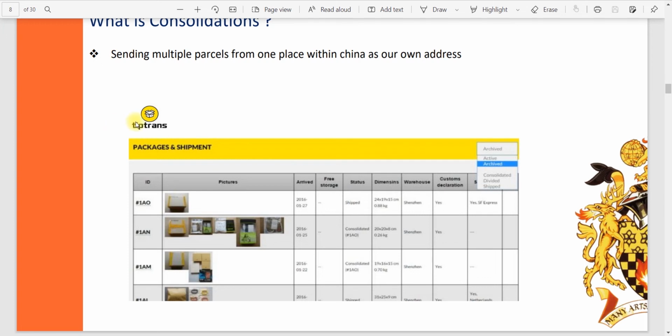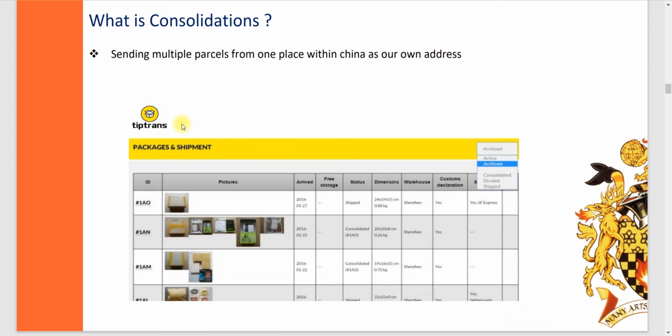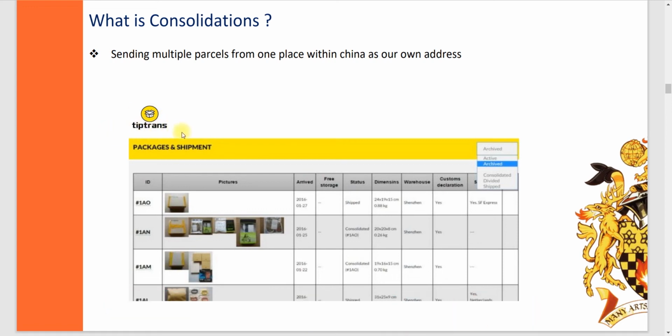Basically, there is a company, TipTrans. You can use any of your relatives or any of your friends who is in China as well. You can ask the suppliers to send all of those samples to one address, if it's the address of your relative. In case you don't have someone there, you can go on TipTrans. You can just search TipTrans on Google and you will see their website.